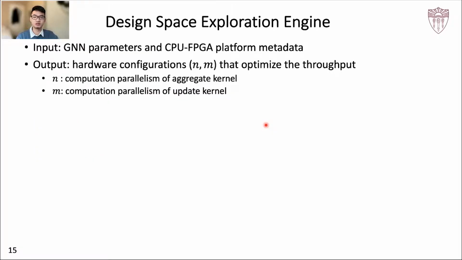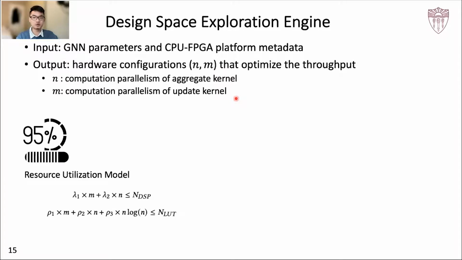The DSE engine, what it does is that, given some GNN parameters specified by the APIs and the platform metadata, it will perform DSE automatically and produce hardware configurations that can optimize the throughput. For our example over here, it will produce two parameters, N and M, which stand for the parallelism of the aggregate kernel and the update kernel. The DSE engine consists of two major components. The first is the resource utilization model.